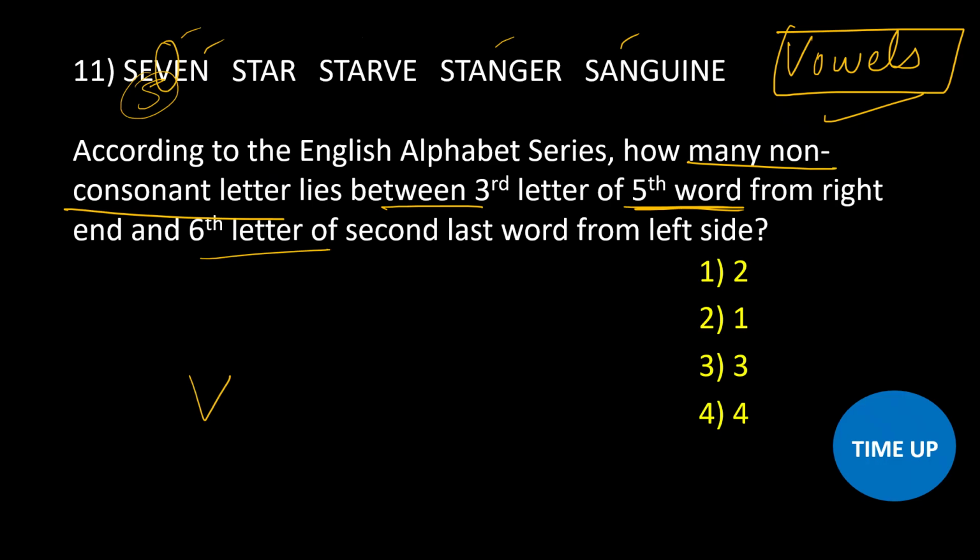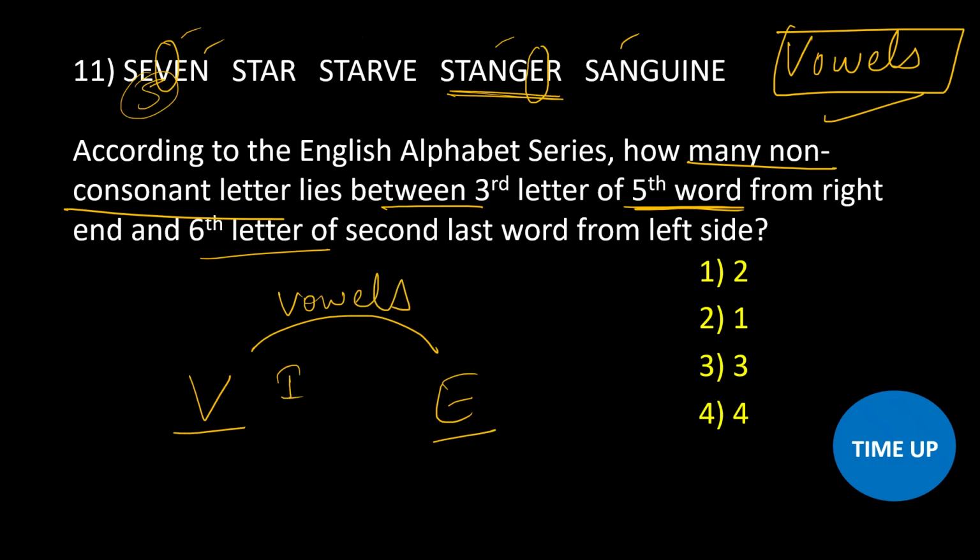Sixth letter of the second last word from the left side is this one. And we want the sixth letter. Sixth letter is E. So how many vowels you can see between V and E? So that is I, O, U, right? So you can see 3 vowels. That is what is asked. So answer is 3.